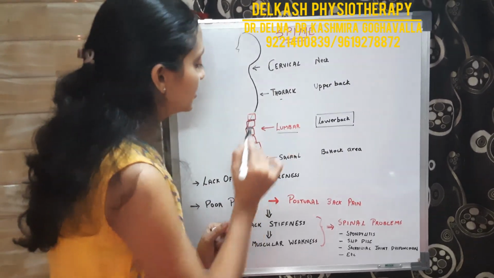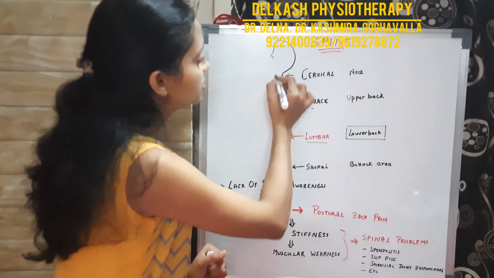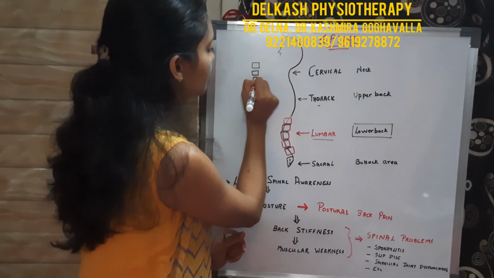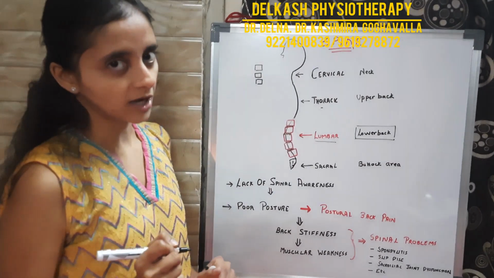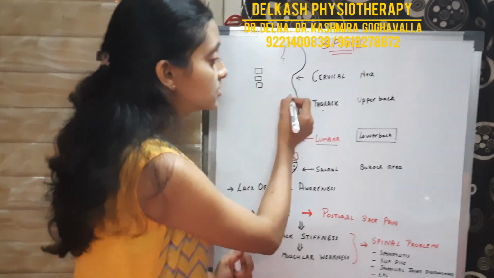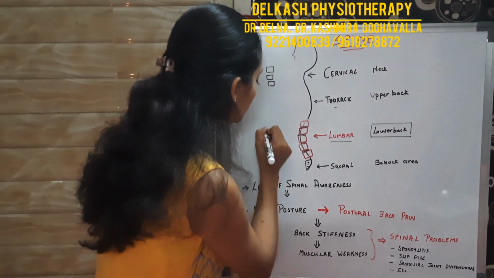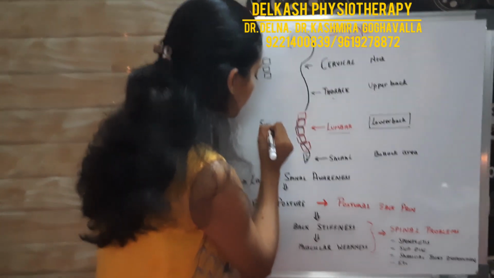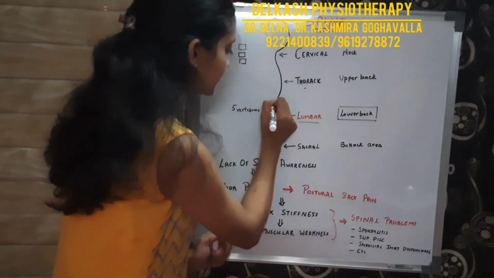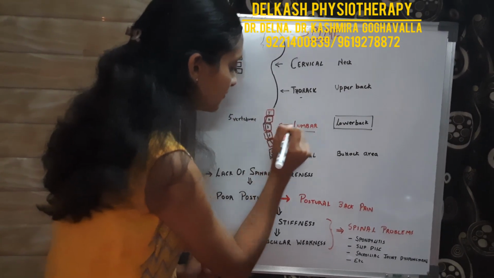Now, each region has various vertebrae. Each region of the spine is made up of small vertebral bones, known as vertebrae. In your cervical region you have 7 of them. In the thoracic region you have 12 of them. In the lumbar region you have 5 vertebrae. So you can see them 1, 2, 3, 4 and 5.